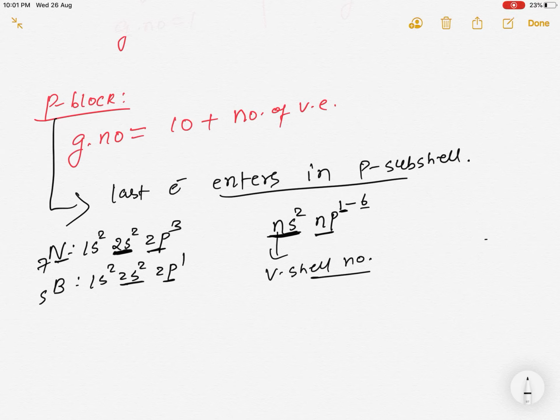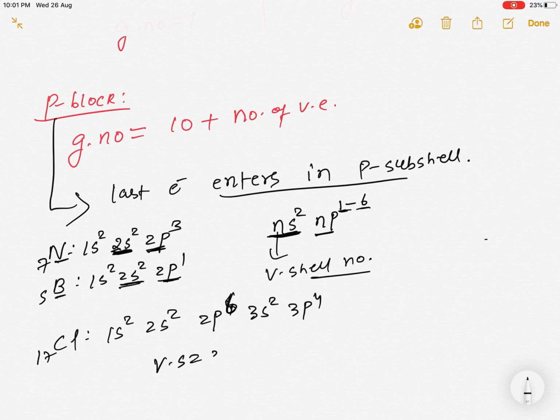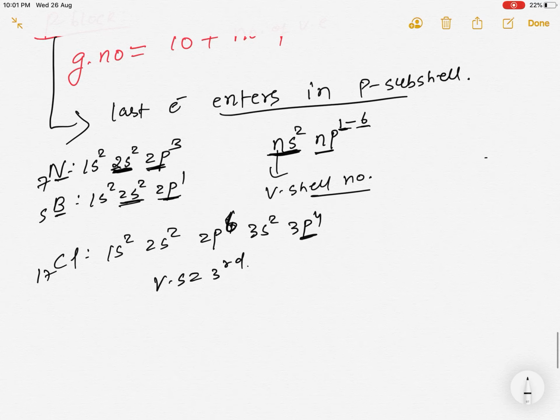So 2s is full, 2s2, the value of n is 2 over here, and then 2p3, it's in the range 1 to 6. Similarly for boron, 2s2, 2p1, is that in the same format? The second shell is the valence shell for boron also. Let's take one more example. Chlorine: 1s2, 2s2, 2p6, 3s2, 3p5. Now, what is the valence shell number over here? The third shell. It's a p block element because the last electron enters the p subshell.